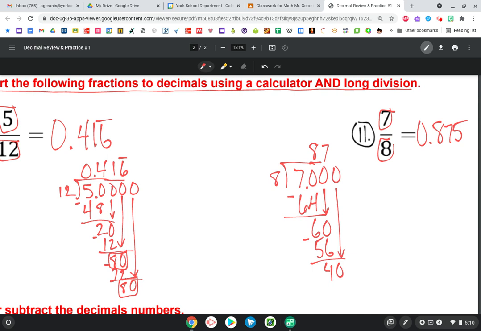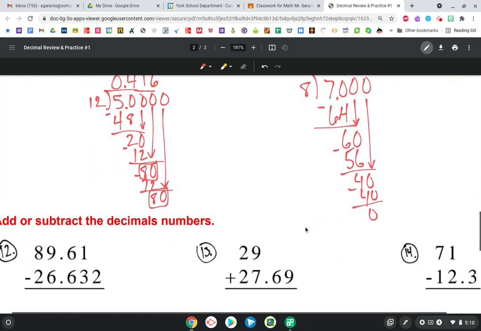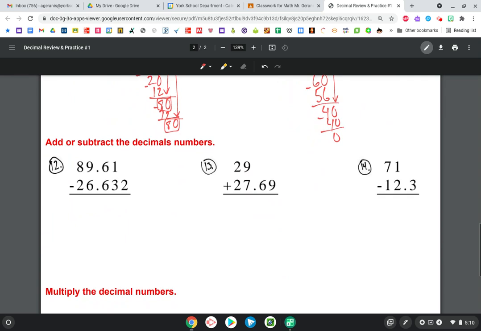How many 8s are in 40? There are 5. And that'll give us no remainder. Draw in our decimal and the 0, and we get the same answer as we did with a calculator. 875 thousandths.